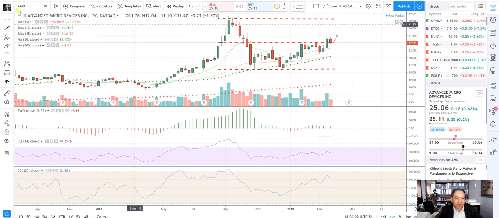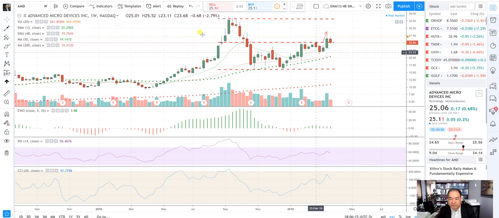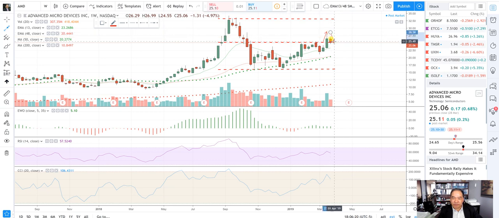It went up, and then basically it came back and retested this level again, and it held that level. So I think what's going to happen next week after the expiration of the option, I think it's going to go up, and it's going to go retest this previous high of about $33 and stuff.